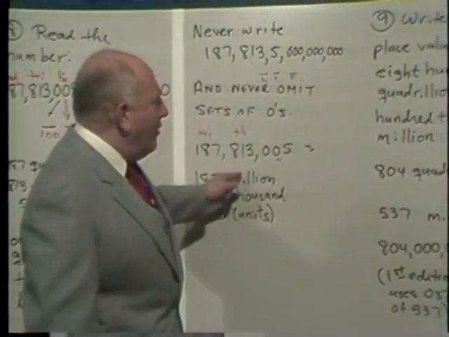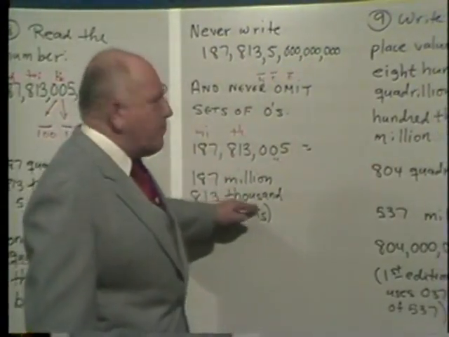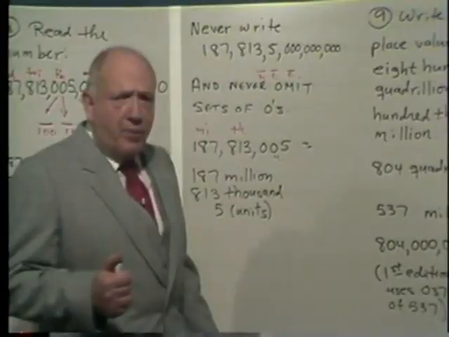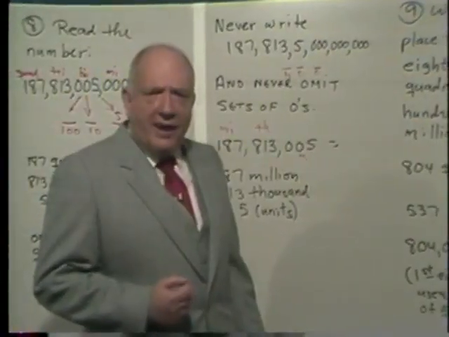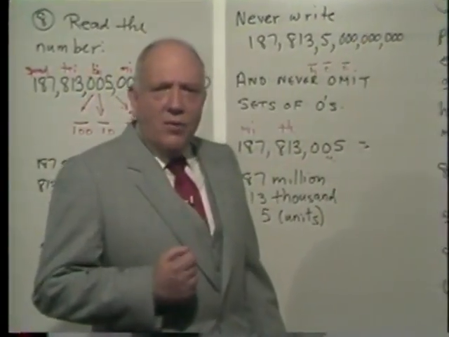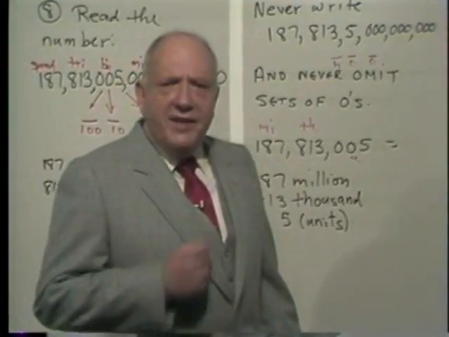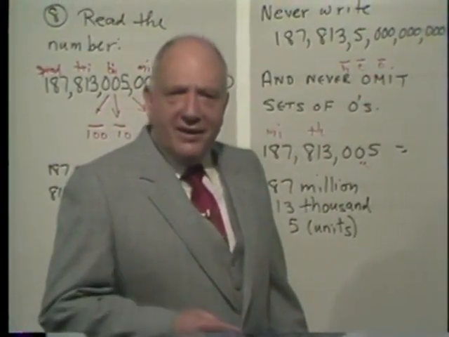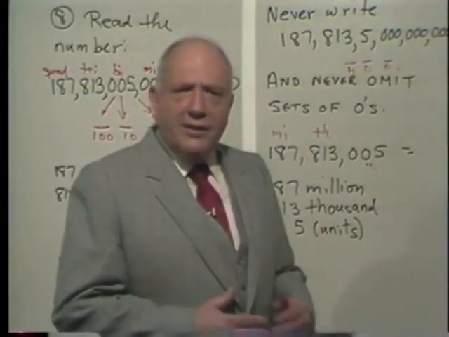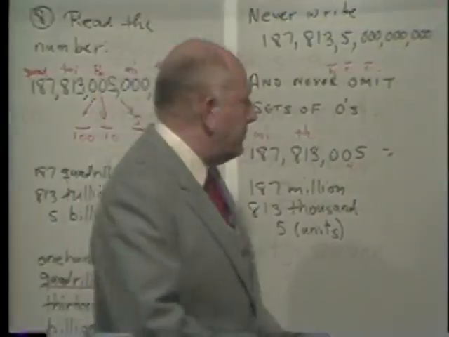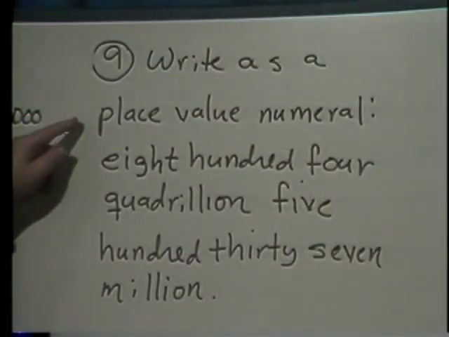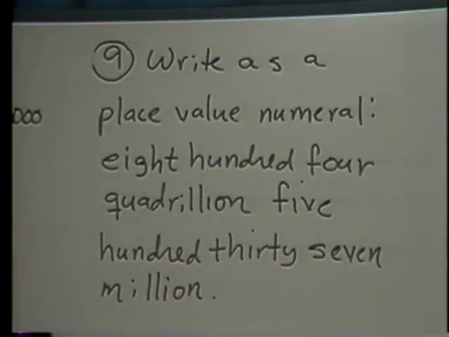Anyway, let's now go back and revisit this problem by doing it from the opposite point of view. Problem number 9 does the inverse of problem number 8. In problem number 8, we started with all of the digits and asked you to read the number. In problem 9, we start with the verbal form and ask you to write it as a place value numeral. It says write as a place value numeral 804 quadrillion 537 million.